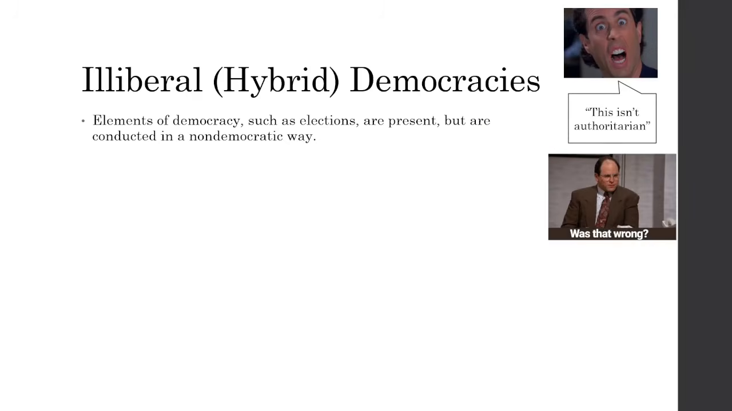Then we have illiberal regimes, which are also known as hybrid democracies. Now, it has the word democracy, so some may say, like Jerry, that they're not authoritarian. They are authoritarian. They are. So they have certain elements of democratic regimes, like elections, that are present, but they're not conducted in a democratic fashion. So they may not be free or competitive.